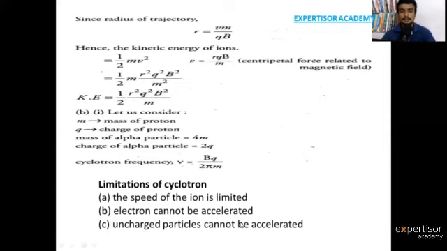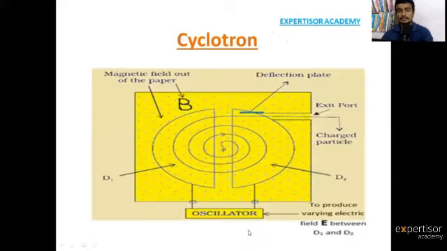So there are three types of limitation. Speed of the ion is limited. Electron cannot be accelerated. Uncharged particles cannot be accelerated. Here in this cyclotron, we are using the positive charge particle. If there is no charge on the particle, it's not possible to explain the result of the cyclotron.